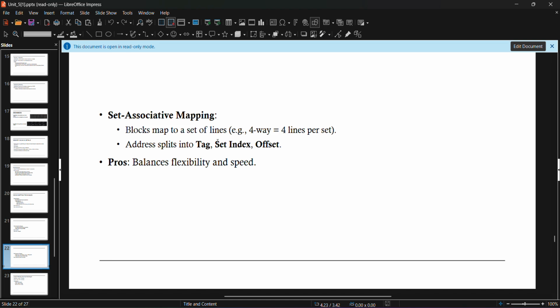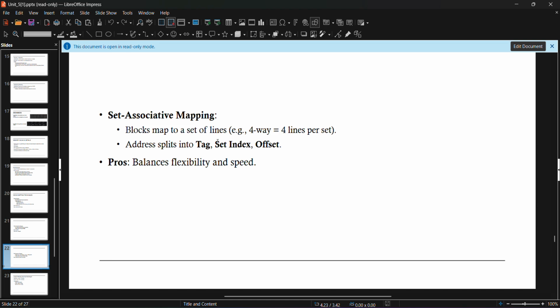Over here, the address is also split into three: the tag, the set index, and the offset. The advantages are it balances flexibility and speed. Flexibility is what the fully associative offers you, but with the disadvantage of it being slow. And the speed is what direct mapping offers you, with the disadvantage of the high conflict misses. So the set associative combines those two properties and offers you a balance between them.